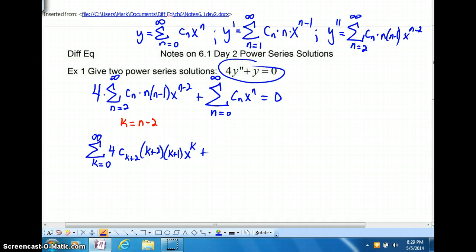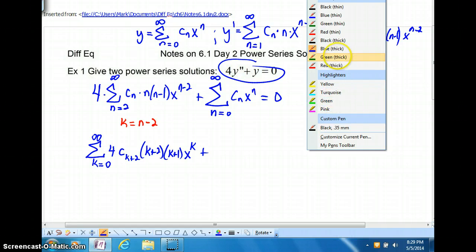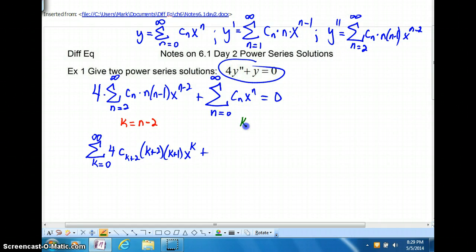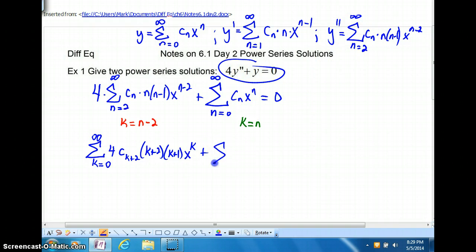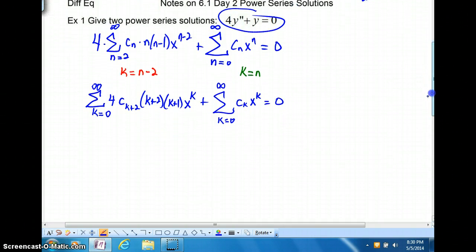In a very similar way, we're going to revisit this other series, and this is even simpler. k is simply equal to n. We just very quickly readjust: k equals 0 up to infinity. This is c sub k, x to the k power. Set that equal to 0. We're better off in the sense that our series are now in terms of x to the k.